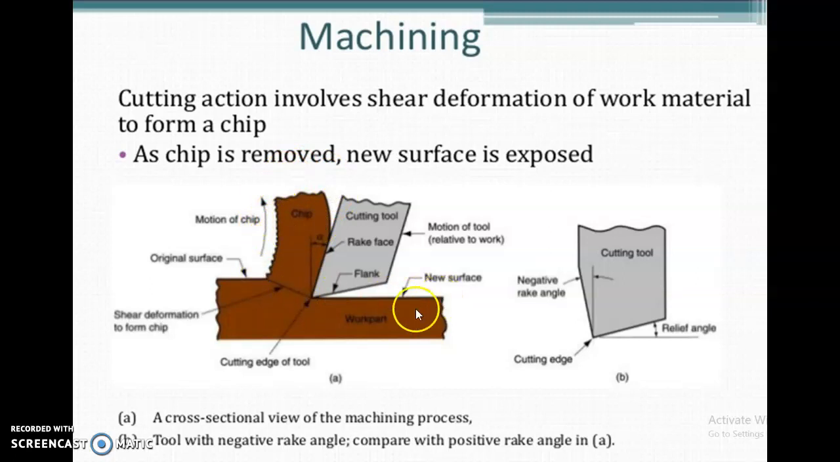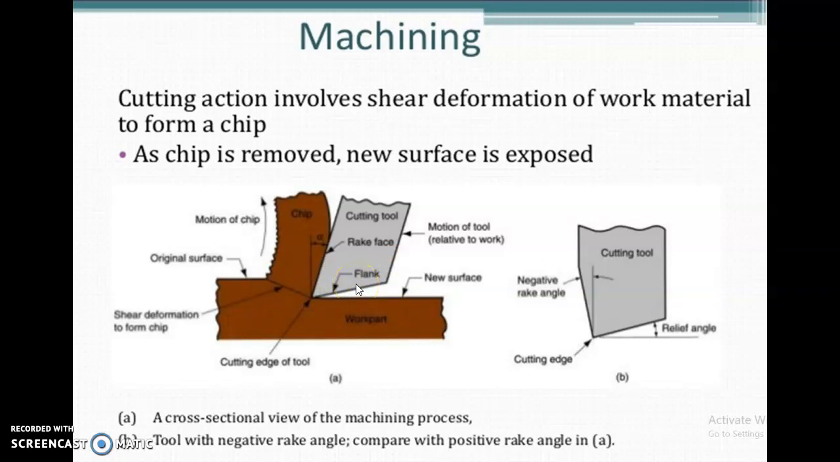This is the new surface. New surface means the tool has moved over there and machining is performed, the material is removed. This is the original surface, and this surface is the new surface where the excess material is removed as per the requirement. This region is called the shear zone, where shear deformation takes place to form the chip. And this is called the flank.